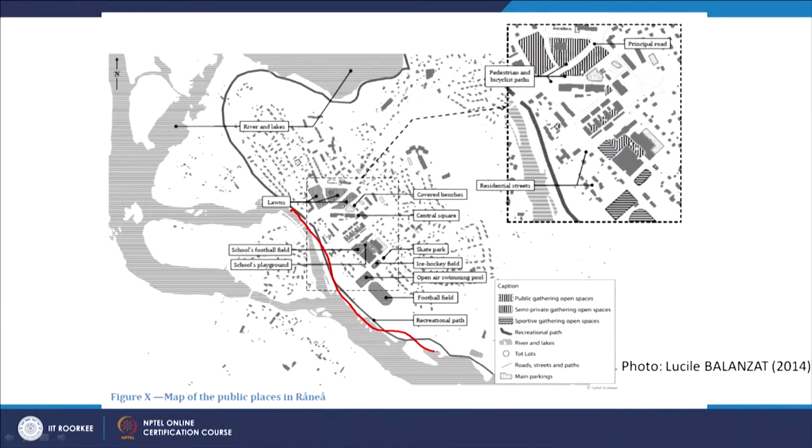Now what she did was first map all the public spaces. What are the various activities, where do people gather around, where can you see the pathways, how the recreational path goes on over very long distances, what kind of central squares they have, and the skating park and the ice hockey field. All these things she mapped, covering all aspects of it.